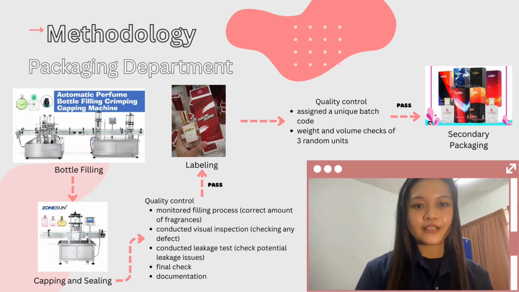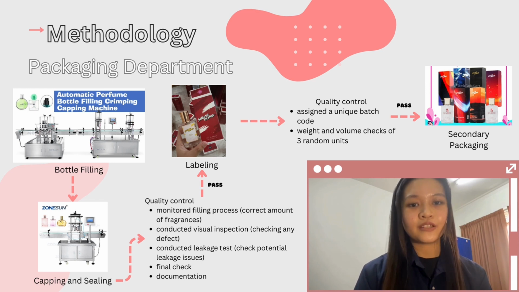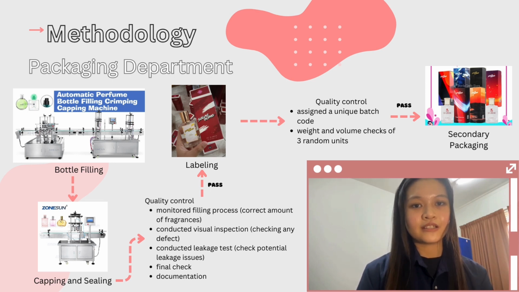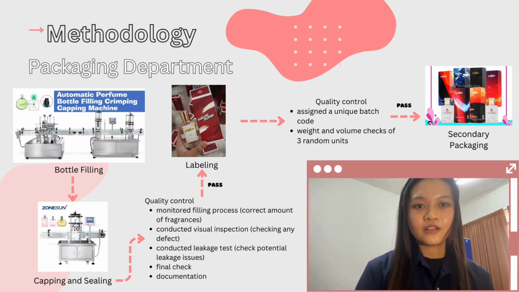The filling process is monitored to ensure precision and accuracy. Each perfume bottle must receive the correct amount of fragrance to meet the specified fill level. A visual inspection is conducted for checking any defect in the bottle, such as scratches, dents, or infections.